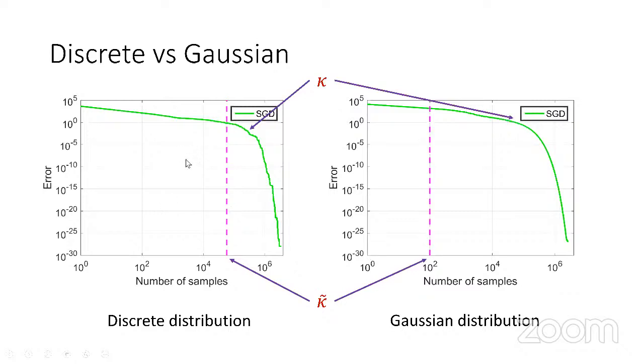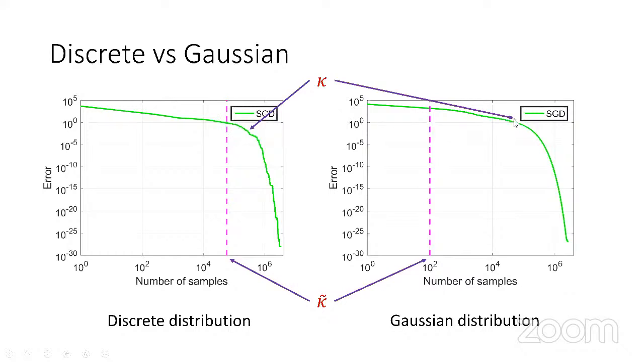The left plot is the behavior of SGD for the discrete distribution, and the right one is for the Gaussian distribution. The green curve plots the error versus the number of iterations. The pink dotted line indicates the statistical condition number on the x-axis in both plots. Here it's of the order of 10 to the 4, whereas here it's of the order of 100, and we can see that the geometric, or sharp, decay starts pretty much at the computational condition number for the discrete setting.